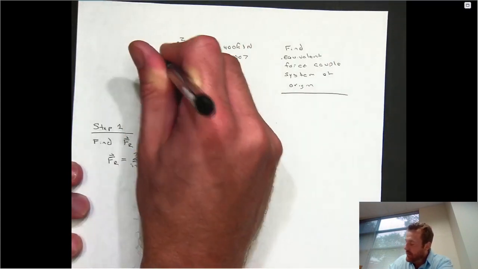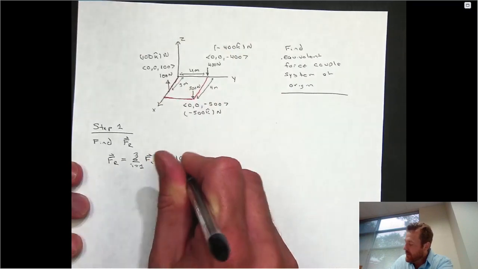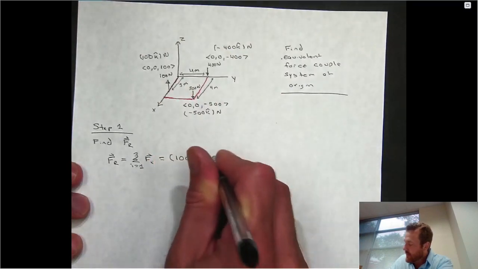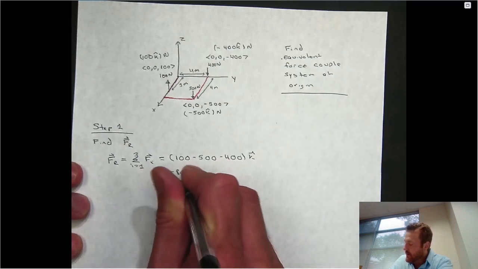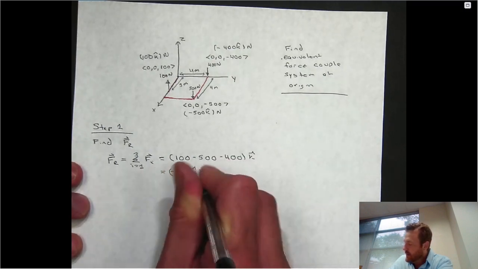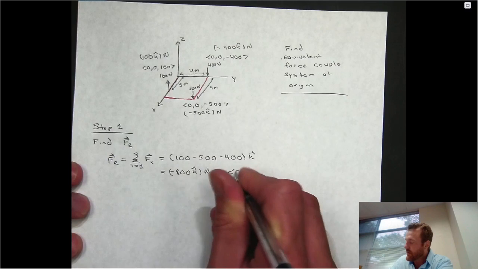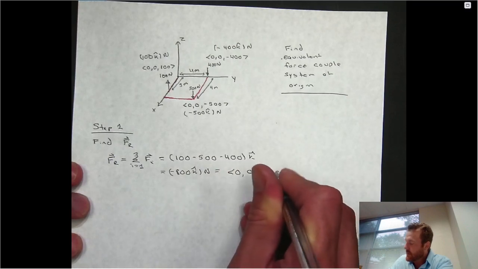So if I add those up, I'm going to have plus 100 minus 500 minus 400 k hat, which is just going to be minus 800 k hat in newtons, or alternatively, if you want to write it like this, that works as well.